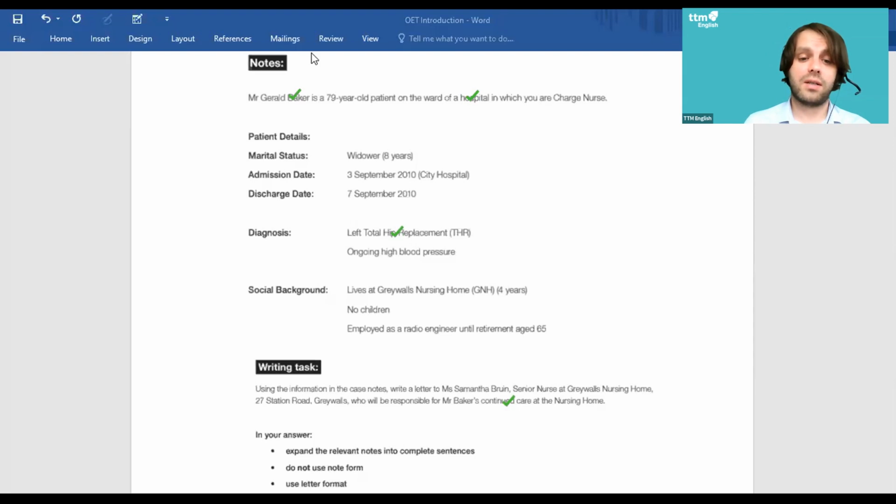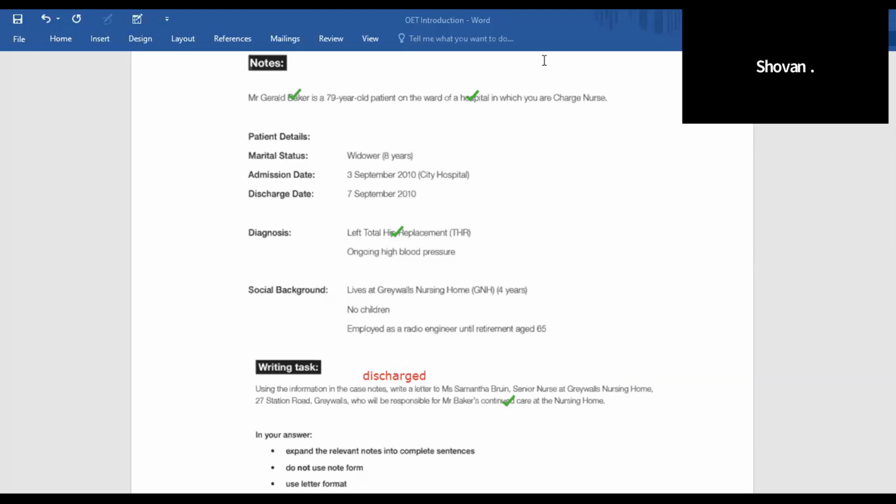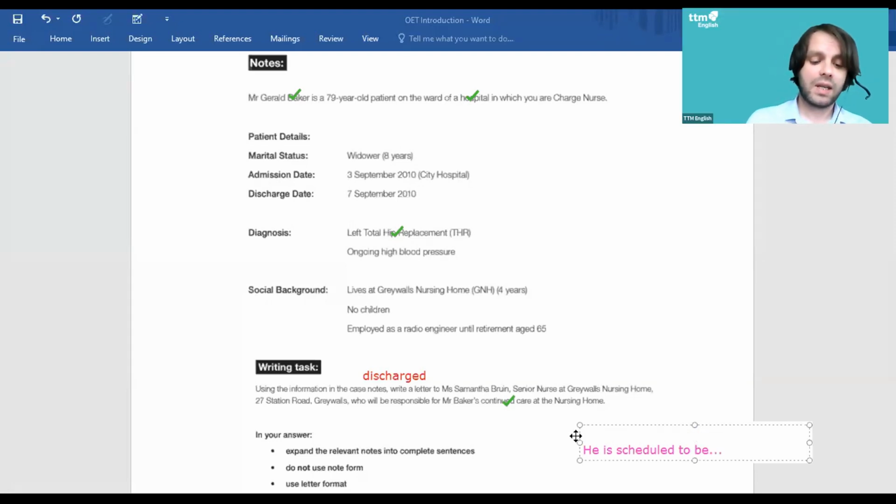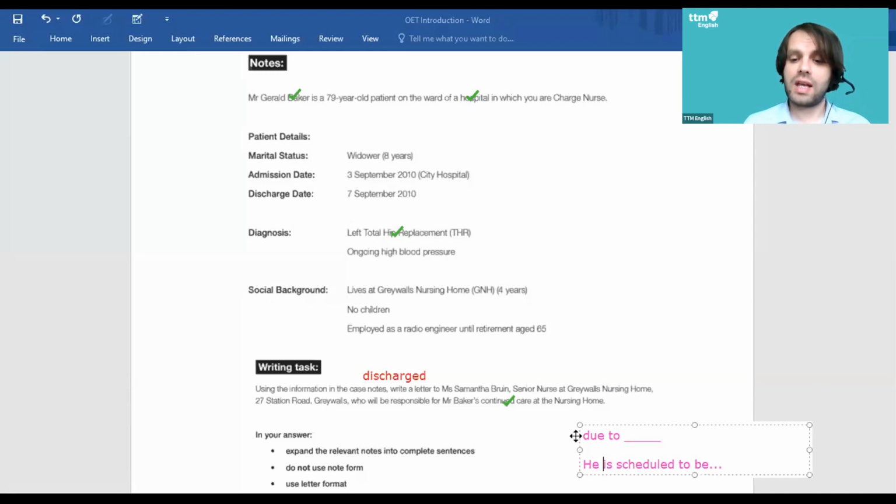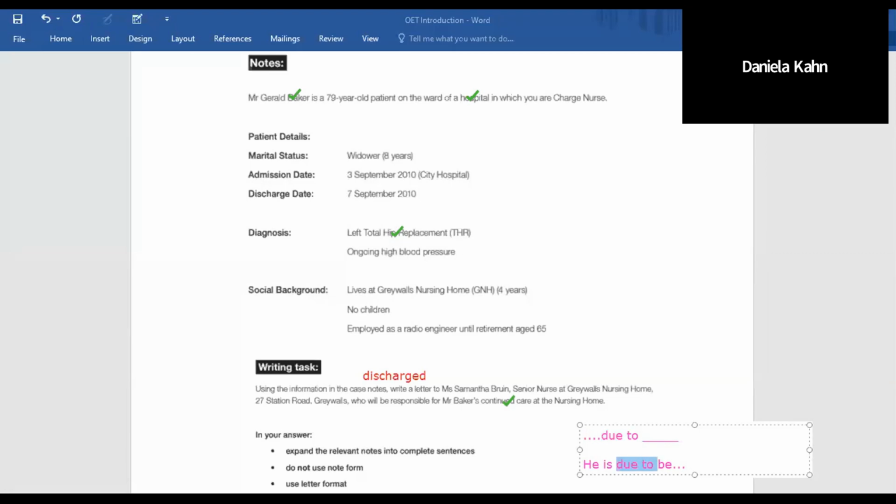Good. It is a discharge letter. Sorry, I should have made that clear. I like the way you didn't use "he is due to be". He is scheduled to be discharged. I like that one. It's less repetitive, isn't it, guys? If you say "due to pneumonia" here, or due to whatever, and then you say "he is due to be" in the same introduction, it's a little bit repetitive, isn't it? Due to, two times.